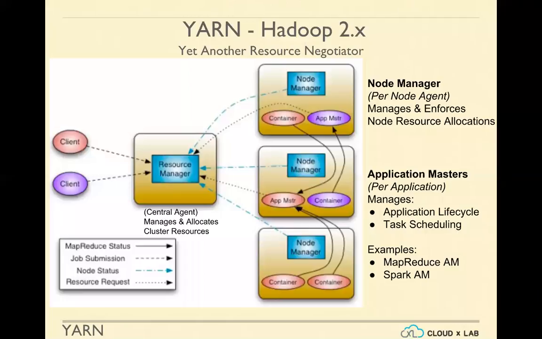Client talks to the resource manager. Resource manager talks to the node managers. And after discussing with them, the first thing resource manager does is create a container for the head office, meaning the application master. Per application, it creates an application master. The moment it creates this application master container, the rest of the work is done by the application master container.